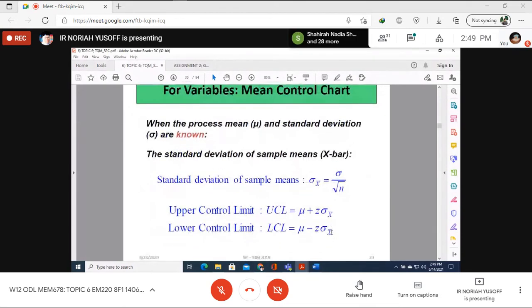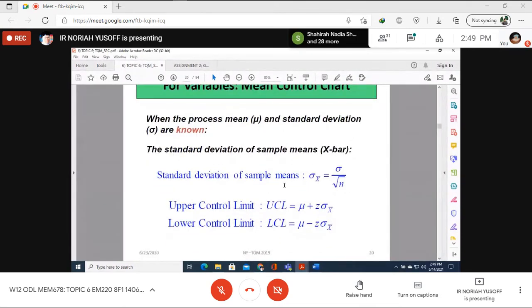So ni contoh dia, standard deviation calculation. So when the process mean ataupun mu and standard deviation are known, therefore you can calculate the standard deviation of the sample means tadi. So standard deviation of X bar is given by this formula. The variation ataupun the sigma value divide by square root of the sample size. So you akan dapat the standard deviation of the sample means.